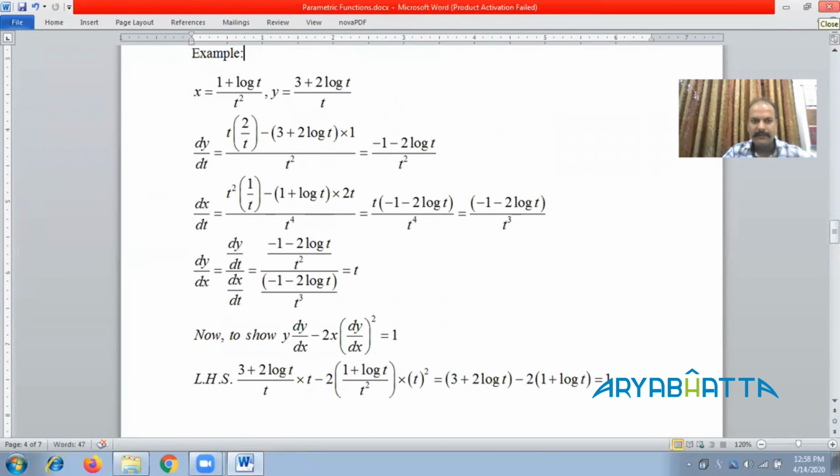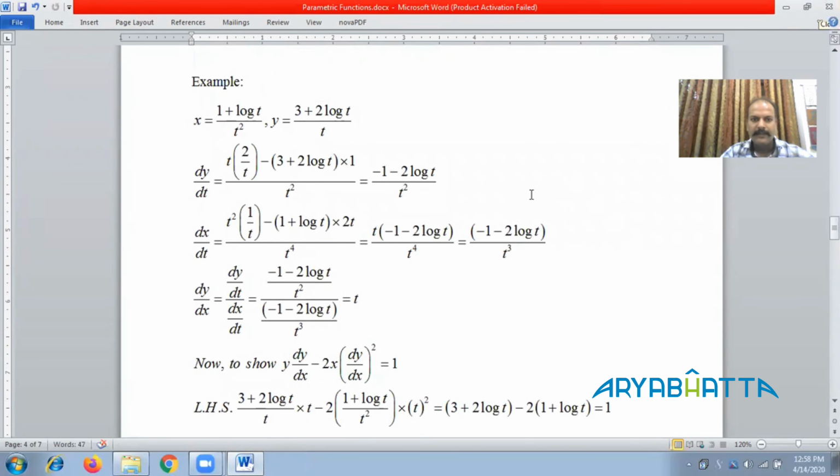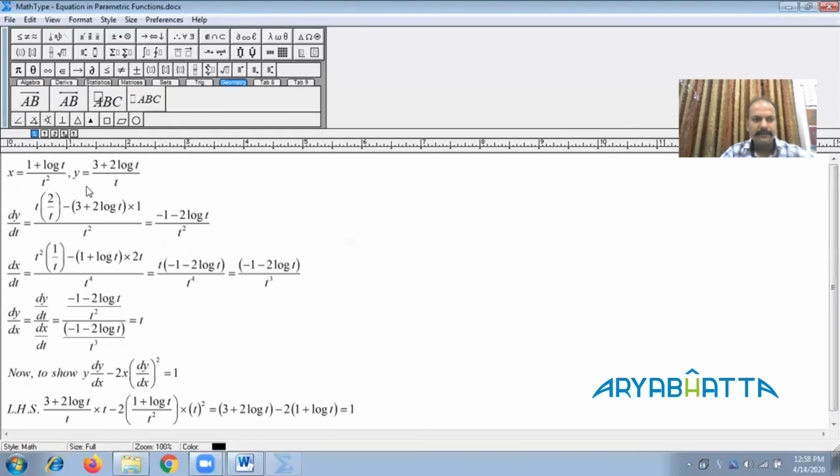Yes, one more example is here. This is x equal to 1 plus log t by t square, y equal to 3 plus 2 log t by t. Now for dy upon dt, go for the quotient rule here. This is new denominator square. Denominator as it is, t, derivative of 3 plus 2 log t, derivative of 3 is 0, of 2 log t is 2 by t, minus numerator as it is, derivative of t is 1. So after calculation, this is minus 1 minus 2 log t by t square.